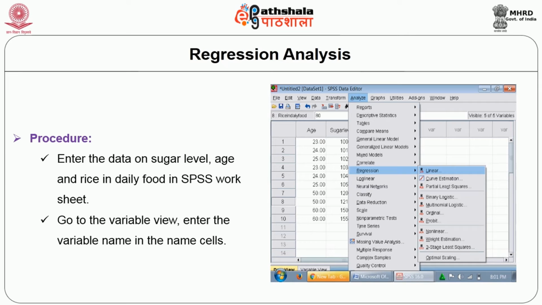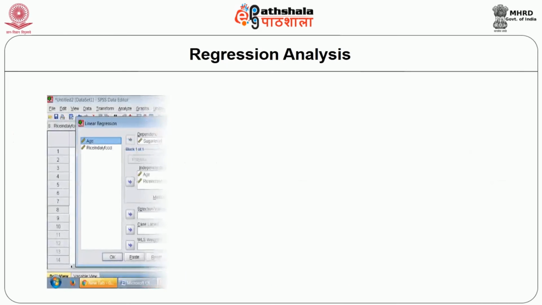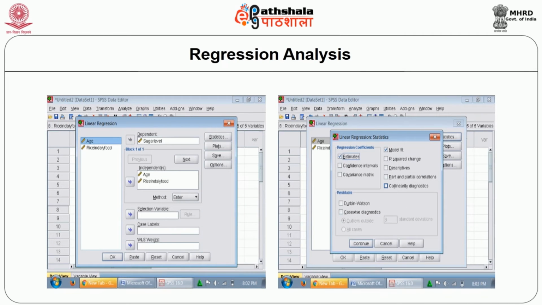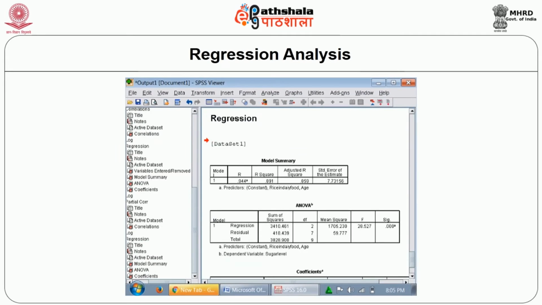Go to analyze, select regression, select linear. A dialog box will open. In the dialog box, put sugar level in the dependent variable cell, select age and rice in daily food in the independent variable cell, click OK. The output will be displayed in the output file.